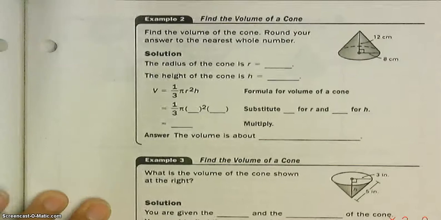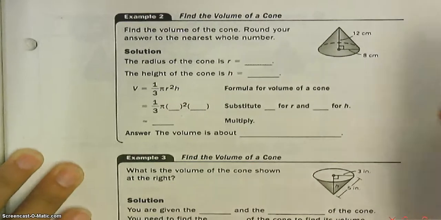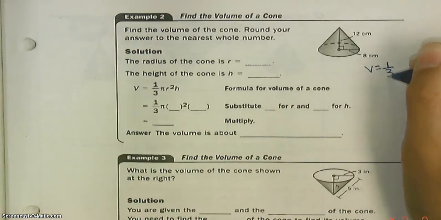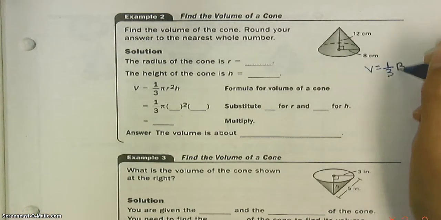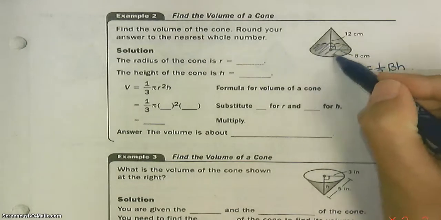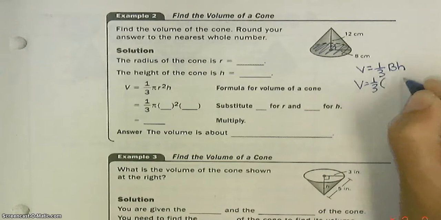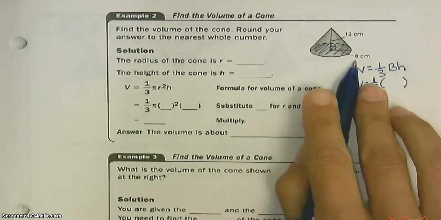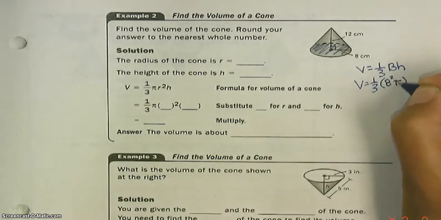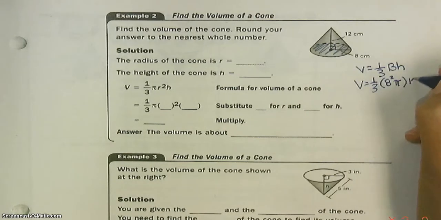Find the volume of the cone. Okay, you know our first step is to write the formula. Volume equals 1/3, because it's a cone, area of the base times the height. Well, the base is a circle, and for a circle, we always have to do r squared pi. R here is 8. 8 squared pi. And the height is 12.